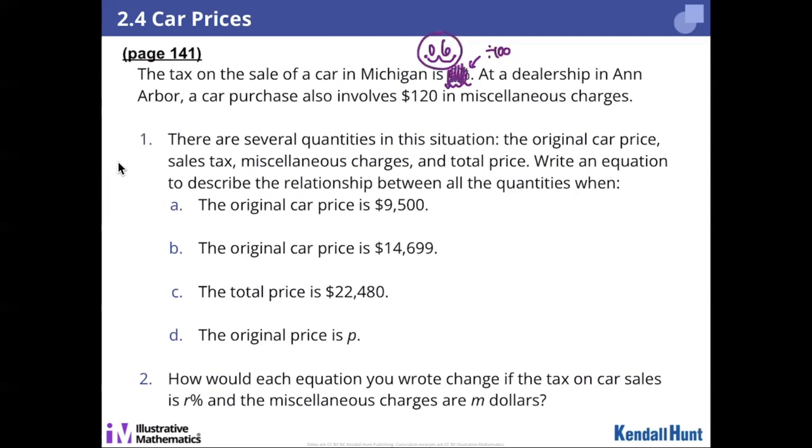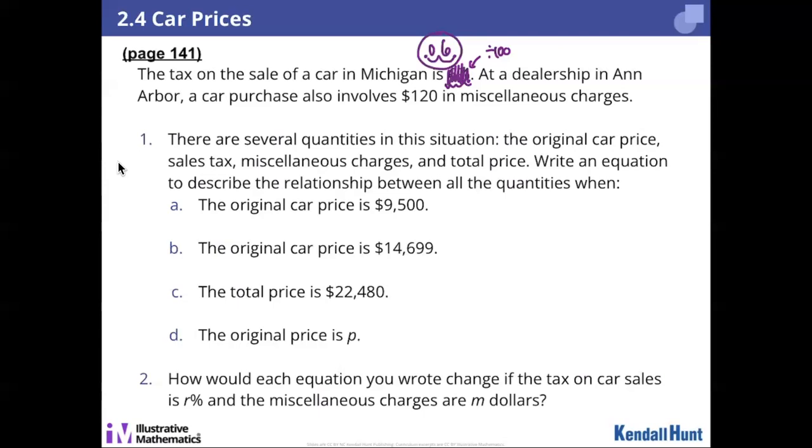Okay. So in this case, we're looking at a sale of a car. The tax on that car is 6%. And it says at a dealership in Ann Arbor, a car purchase also involves $120 in miscellaneous charges. So let's read question 1. Let's see what we're working with here. It says there are several quantities in this situation: the car price, the sales tax, miscellaneous charges, and the total price. Write an equation to describe the relationship between all of the quantities.